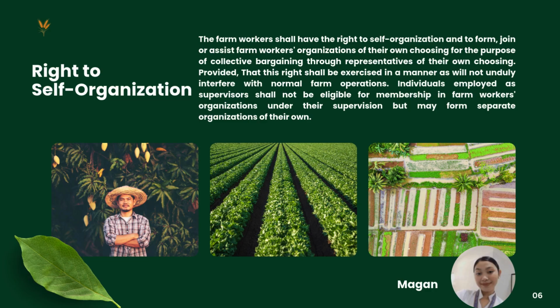One of the examples of right to self-organization: a group of farm workers at a plantation decides to form a union to negotiate better wages and working conditions with their employer. The employer cannot prevent them from forming this union. However, the workers must ensure that their activities to form the union do not disrupt the normal daily operations of the farm.